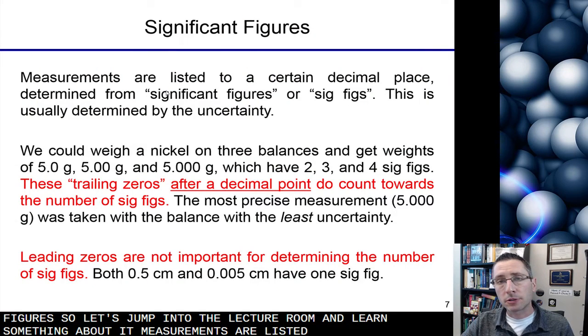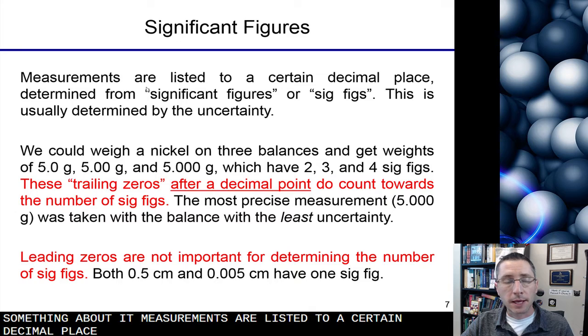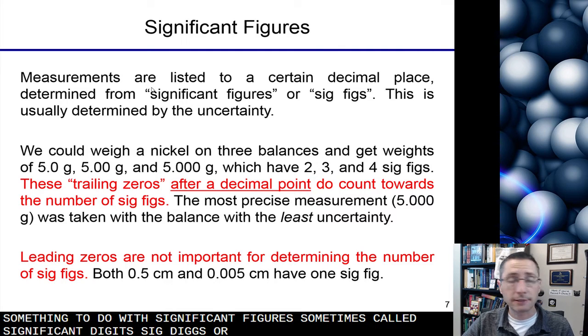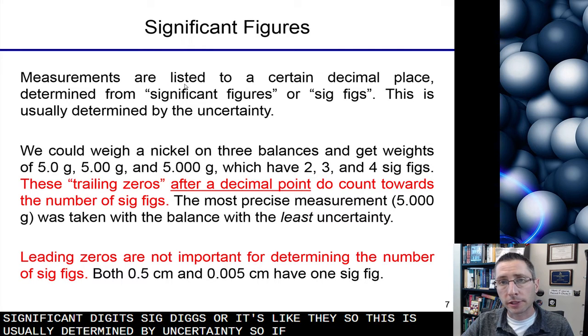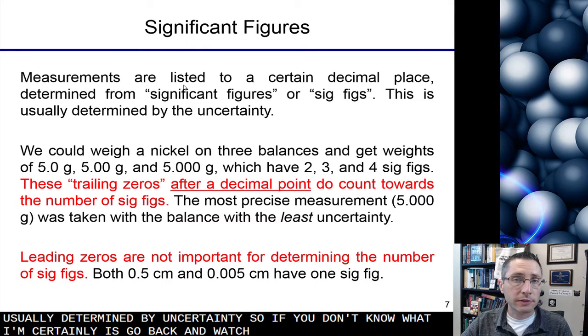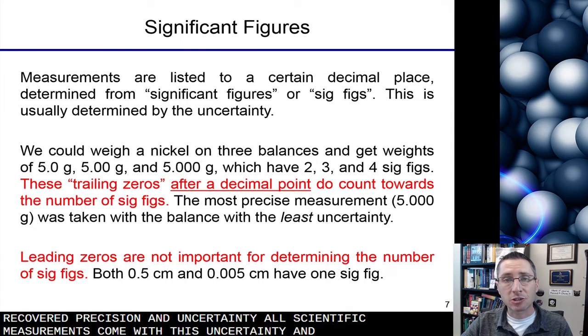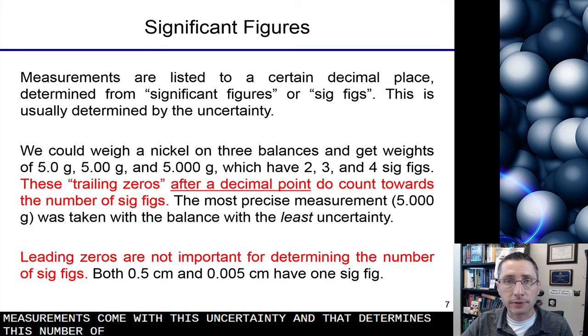Measurements are listed to a certain decimal place, and the number of decimal places you list has something to do with significant figures, sometimes called significant digits, sig-digs, or sig-figs. This is usually determined by uncertainty. If you don't know what uncertainty is, go back and watch the previous video where we covered precision and uncertainty. All scientific measurements come with this uncertainty, and that determines the number of significant figures.